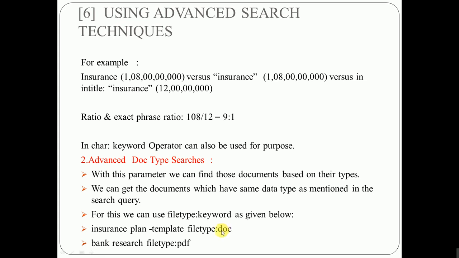Second, bank research filetype:PDF, then it will return only the PDF files of a particular bank research. So I think up to this point you all have a clear idea.